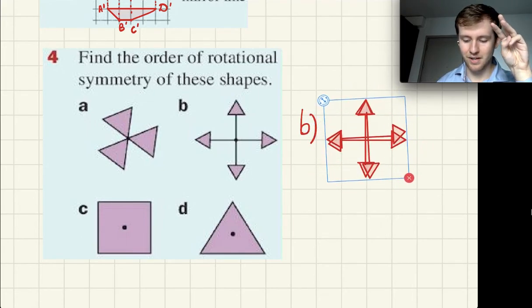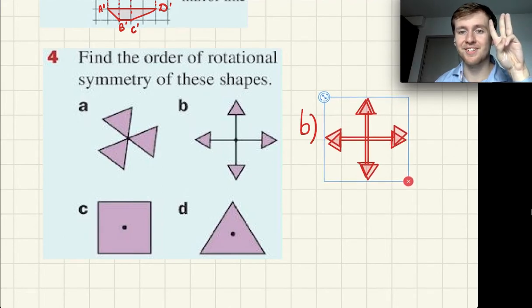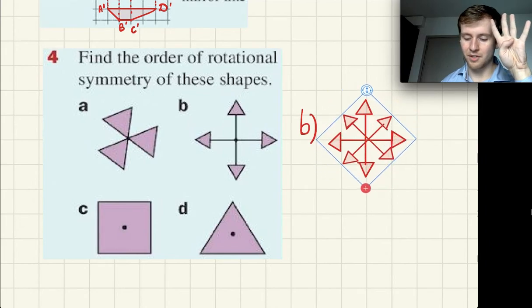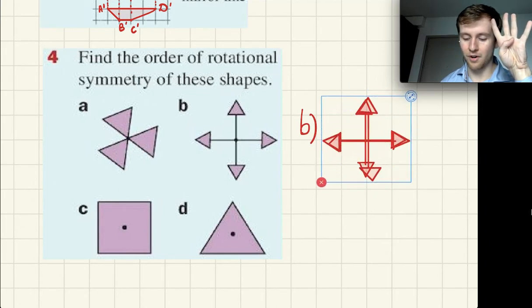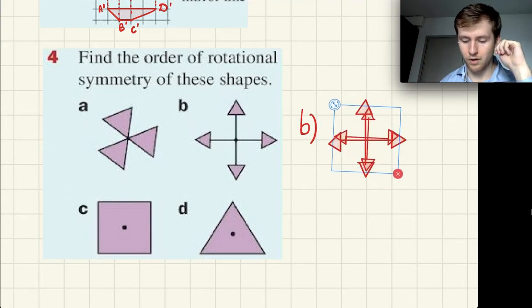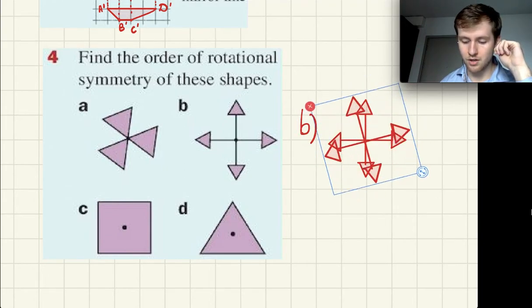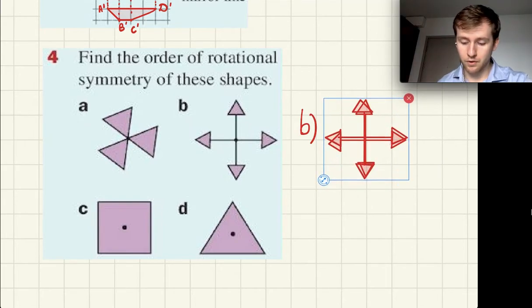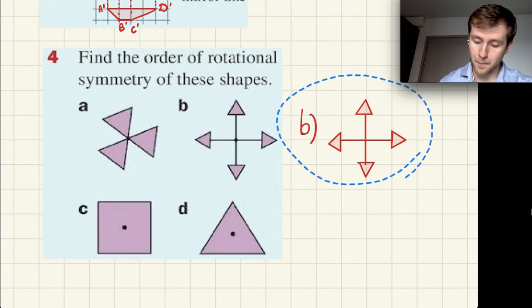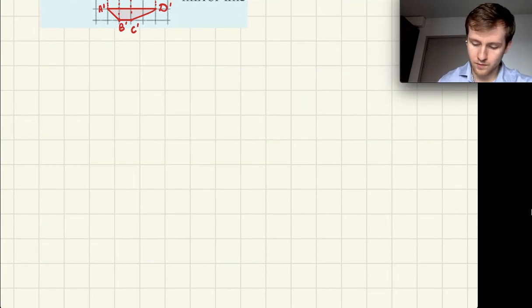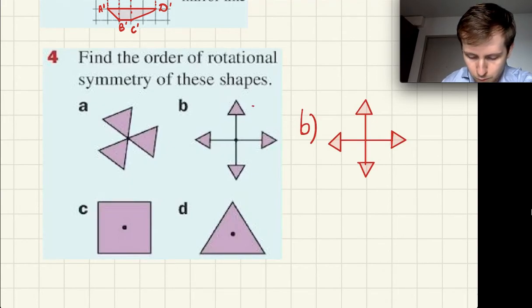Then this should be 3 if it was a normal shape, but it's a bit ugly because of my drawing skills. And then finally we go 4. So this is 4. For this shape, it's going to begin 1, 2, 3, 4. So order of rotational symmetry for this shape is 4. So for B, it's going to be 4.